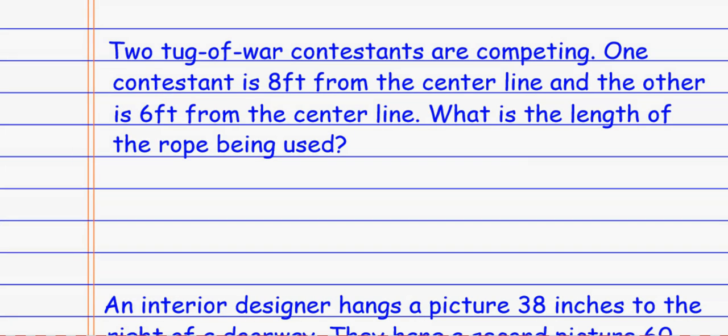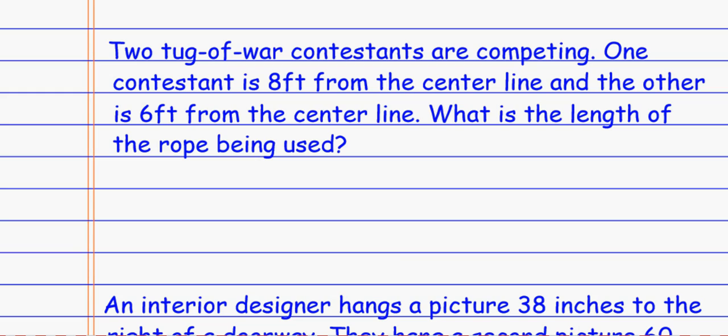Taking a look at something like this, if we want to apply number lines to a real world context, this is how we would approach this. Something like this: two tug of war contestants, and I know this is a silly example, but they are competing. One contestant is 8 feet from the center line, and the other is 6 feet from the center line. What's the length of the rope being used?